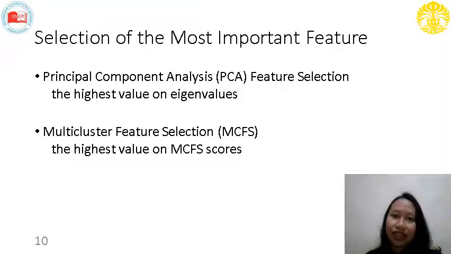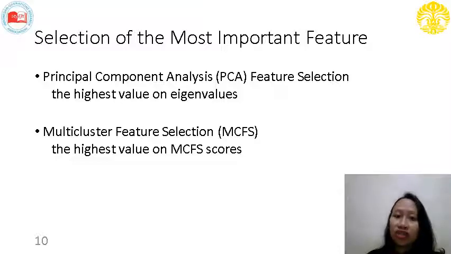Feature selection is a method to reduce the large dimension in data analysis. Principal component analysis is an unsupervised method used to reduce high-dimensional data based on the relevance of features to produce smaller data dimension without losing much information. PCA feature selection is based on the highest values of eigenvectors and eigenvalues.